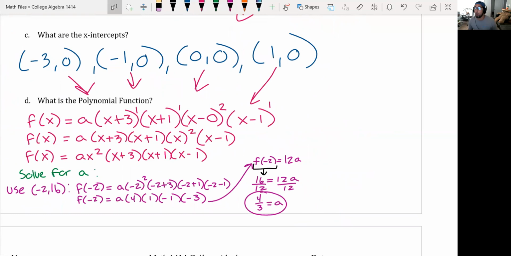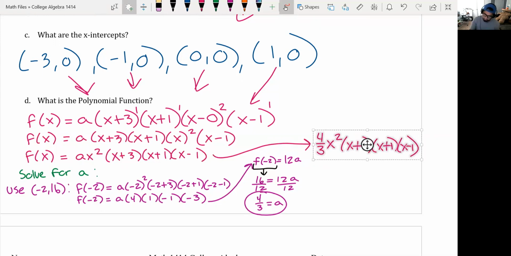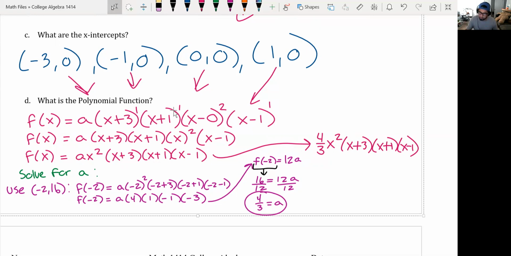And now to finish up our final answer, we take this and we'll have 4/3 x squared times x plus 3, x plus 1, x minus 1. There we go. And that's it. That is the polynomial function.